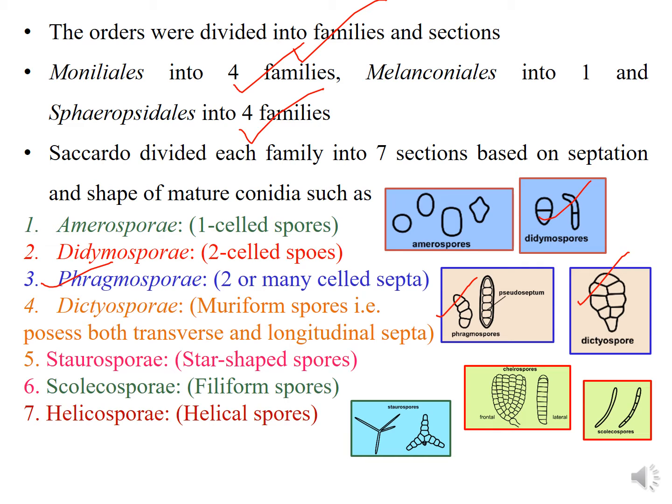And fifth one is the staurospore, the name indicating that staurospore means the spore looks star shaped. Here you can see this staurospore. And sixth one is the scolecospore, that is conidia that look like filiform spores, thread-like structures, here you can see. And last one is the helicospore, that is helical spores, here you can see helical spores. So, he divided each family under these orders into different sections based on the septation and shape of the mature conidia. This is P.A. Saccardo's classification.